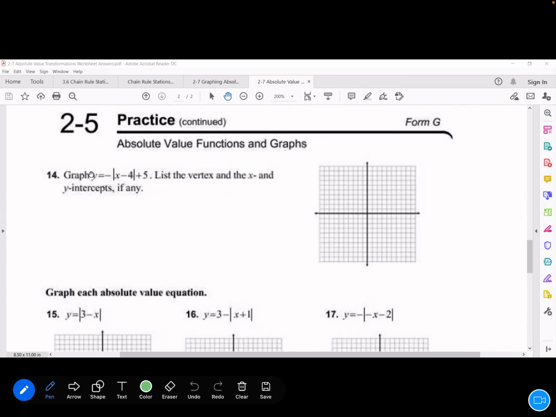Okay, in the next example, it says to graph, list the vertex, x-intercept, and y. So our vertex is h comma k, so 4 comma 5. It is reflected. So let's start by graphing our vertex point.